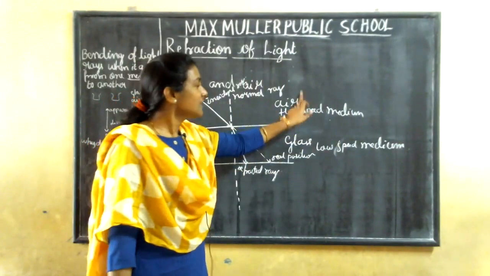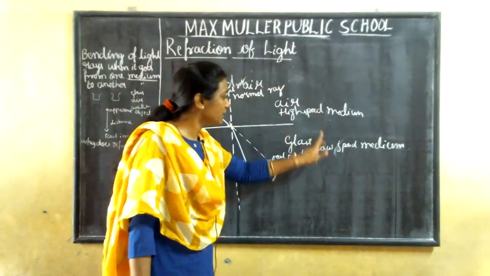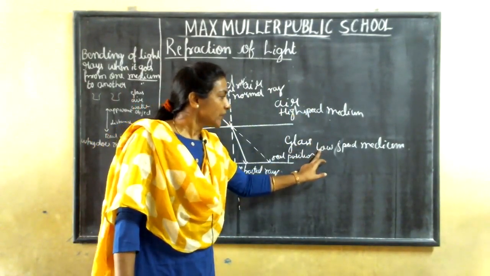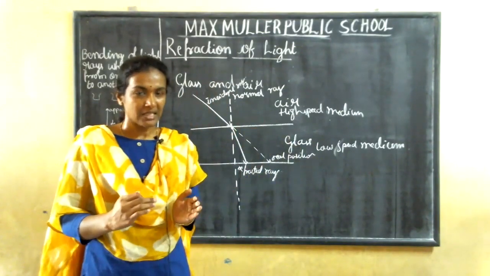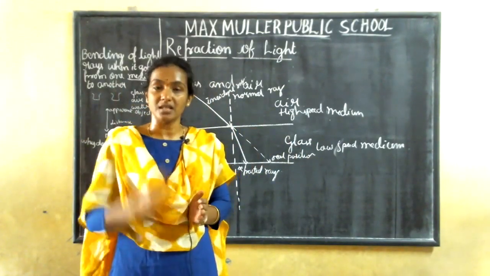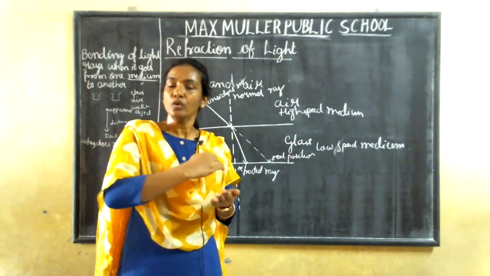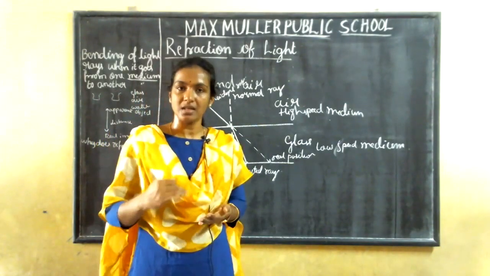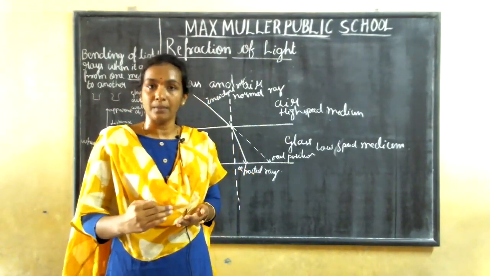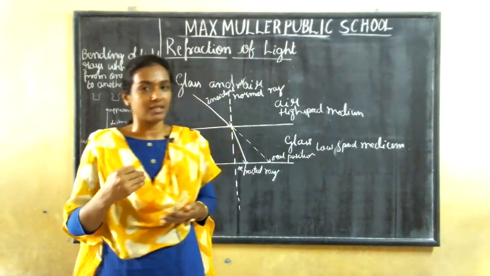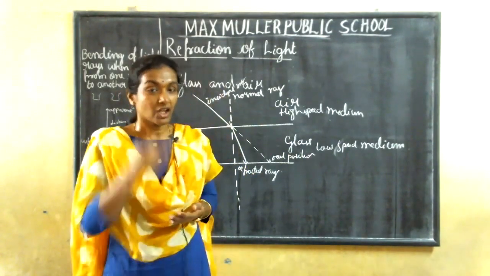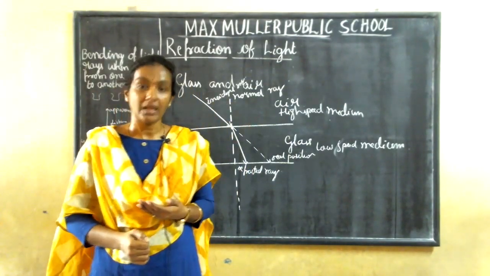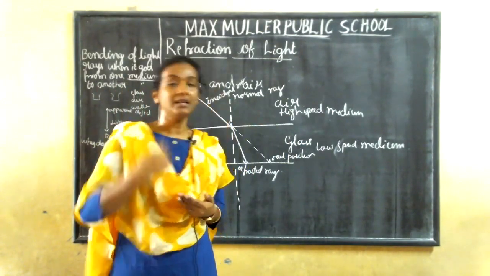So when the rays come from a high speed medium to a low speed medium, what happens here? The speed of the ray reduces. If the speed reduces, the light will not reach on time, no? So what will it do? It will take a shortcut. What is the shortcut here? Bending towards the normal ray.